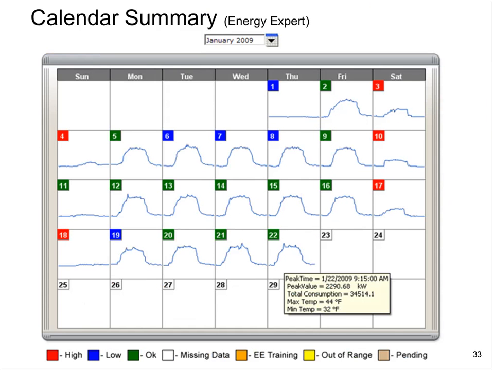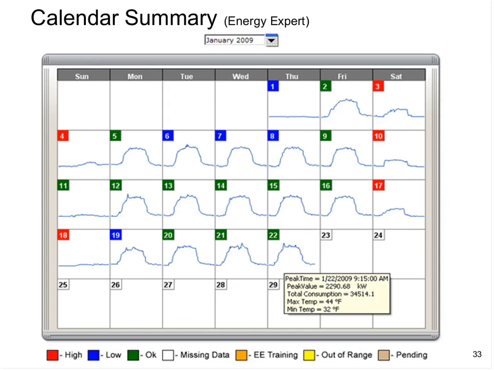This next calendar summary is also from Energy Expert, and I like this one quite a bit because it gives you a good monthly glance at what's going on. You'll see all their load shapes. For the most part, they're looking pretty good. They have green and blues, which means they're okay or low. They also have high days on Saturdays.